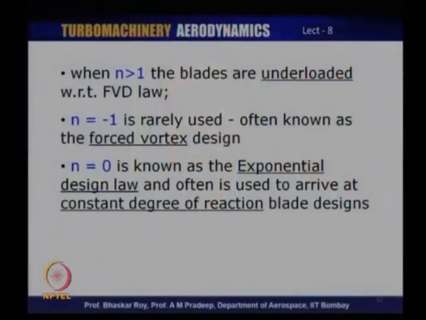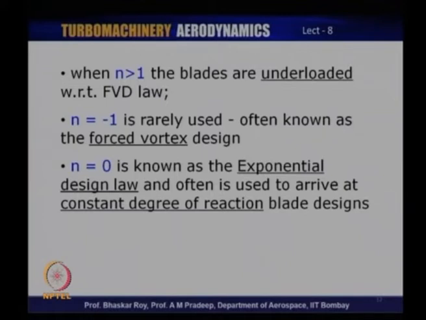On the other hand, if you have a blade in which the value of n is more than 1, which is one of the possibilities, the blades are underloaded with respect to the free vortex design law. So, the moment the values of n used are more than 1, the blades are underloaded. Now, this is not entirely useless. You may like to underload the blades under certain operating conditions, and the reason is, near the tip of the blade or near the hub of the blade, quite often the blades have to contend with the casing boundary layer and the hub boundary layer. Now, these two boundary layers interfere with the aerofoil operation, and hence the aerofoils do not really operate like aerofoils as they should near the tips and near the hub of the blades.